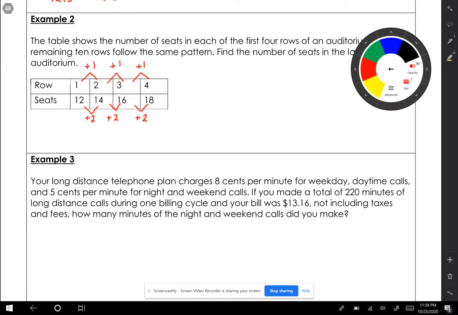Here's where students make mistakes. We need to know that the row is your X and the top row is X and the bottom row is Y. That's usually how tables are. We really need to know how many would be in the 0th row. Now the 0th row doesn't make sense, but if you were to go backwards, so you want to make a little spot here for the 0th row. And since you know the seats are increasing by 2, then you know in the 0th row there'd be 10 seats. And that number right here is what is known as your y-intercept.